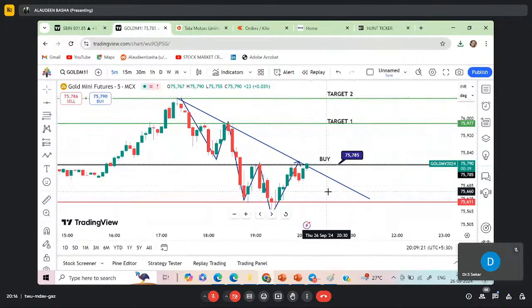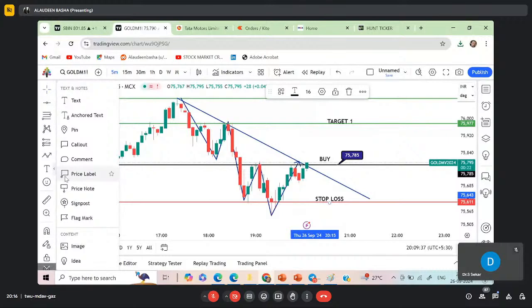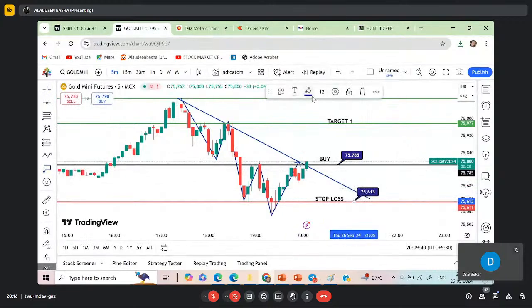Once we get the trade, we have only 2 choices. The first one is it may hit the target, or it may hit the stop loss. Which one is the stop loss? This is the stop loss. Below 75613 at the 5 minutes time frame, it's a stop loss.